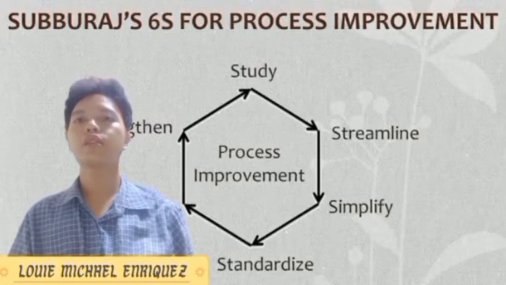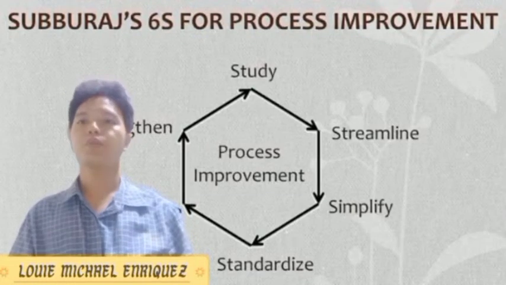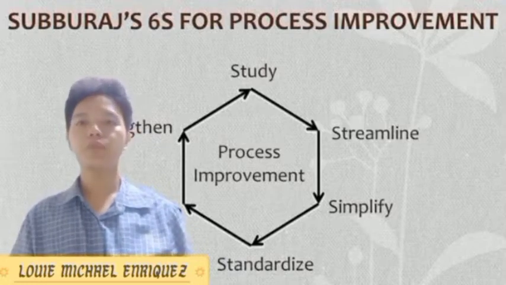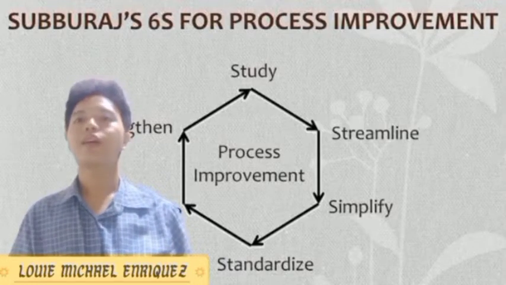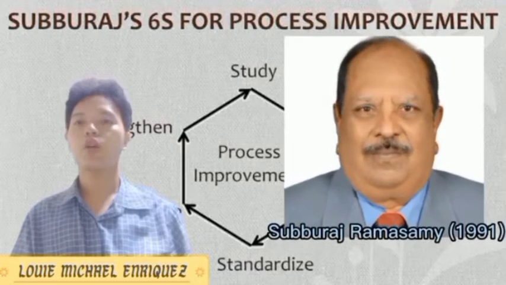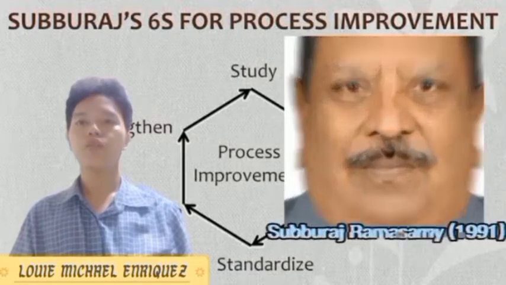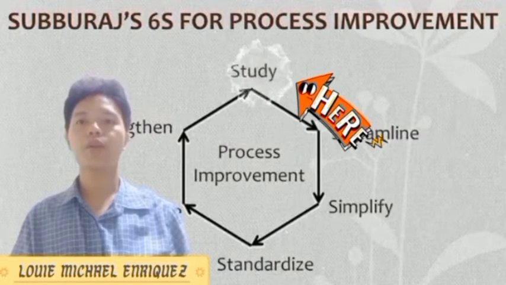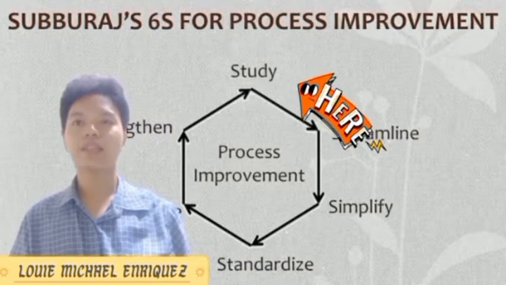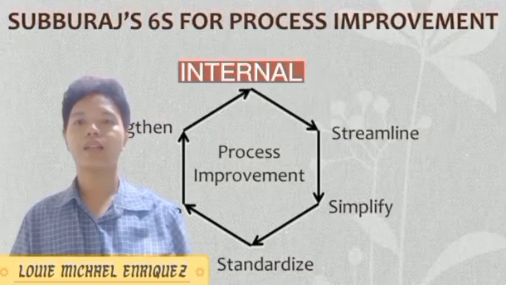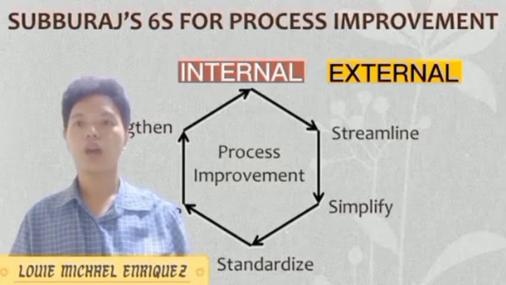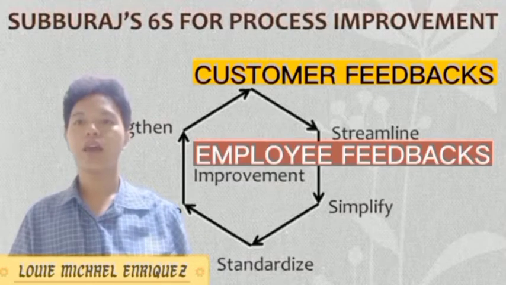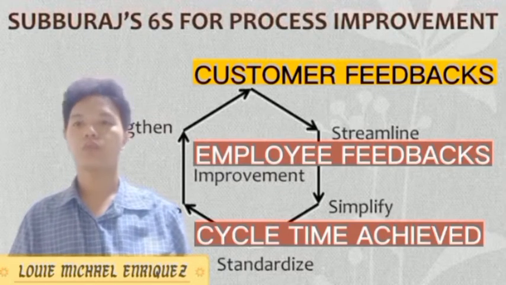The Subir Ramaswamy 6S model for process improvement. This concept contains different phases that will help any business to improve its process, developed by Subir Ramaswamy in 1991. The first phase is study, wherein the task is to examine the current performance level of a process that can trigger improvement in internal and external factors, such as customer feedback, employee feedback, and cycle time achieved.